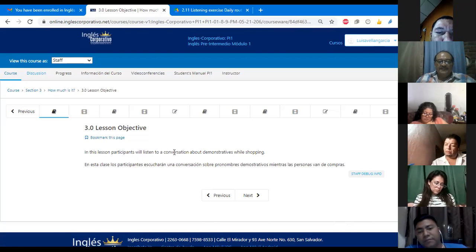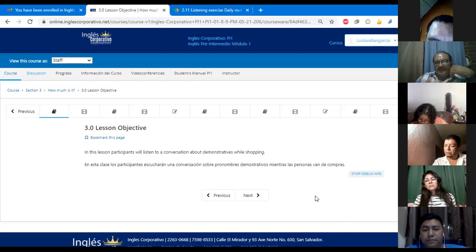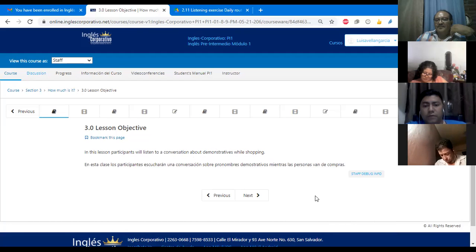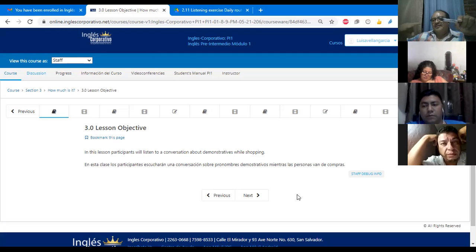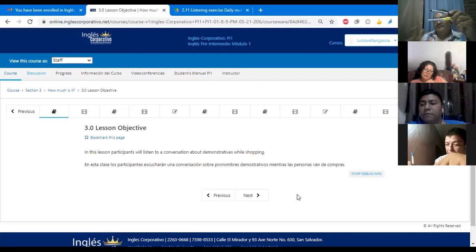Then in this lesson, participants will listen to a conversation about demonstratives while shopping. Okay, remember that also in some places it is important to use demonstrative pronouns like this. For example, you can use this pen. Okay, because I have it in my hand, but you can use, for example, that pen. Okay, when you use this one, that pen. If it is plural, okay, you can say these pens, plural.